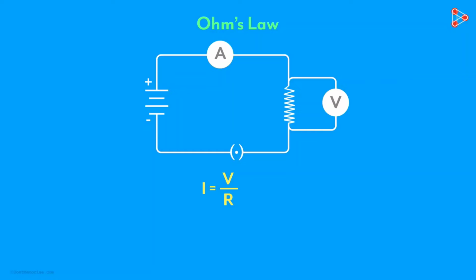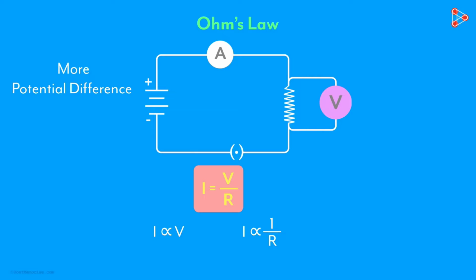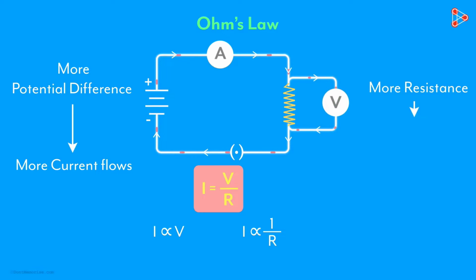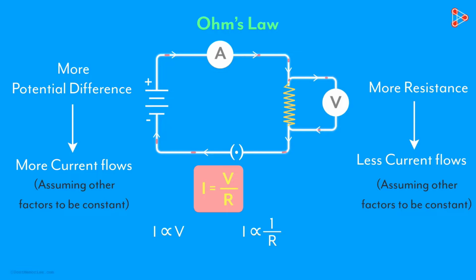In simple words, Ohm's law gives us the relationship between the current, the voltage, and the resistance in a circuit. This tells us that the flow of current is directly proportional to the potential difference between the points and inversely proportional to the resistance. If the potential difference between 2 points is more, the current flowing through it will be more. And if the resistance is more, the current flowing through it will be lesser. This is assuming that the other factors are constant.